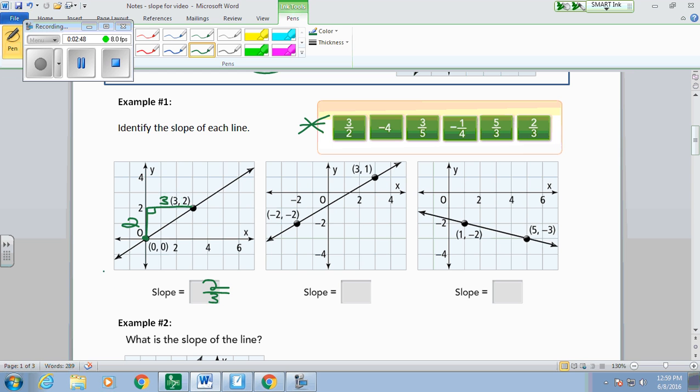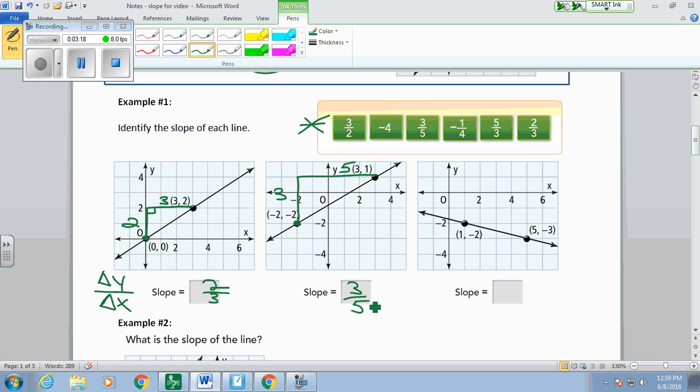Because again, you're thinking change in y divided by change in x. For the second one, I'm starting this time at -2, -2. I didn't go through the origin, and that's okay. I'm going to rise up, and then run over to the right to that point, and I will count 1, 2, 3 going up, and 1, 2, 3, 4, 5 running over to give me 3/5.